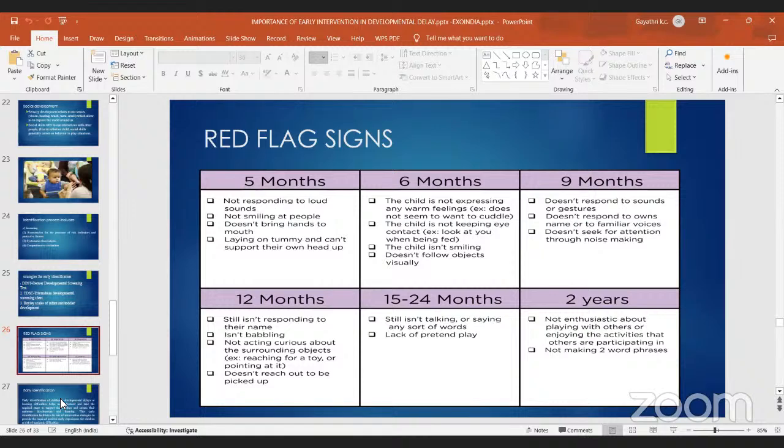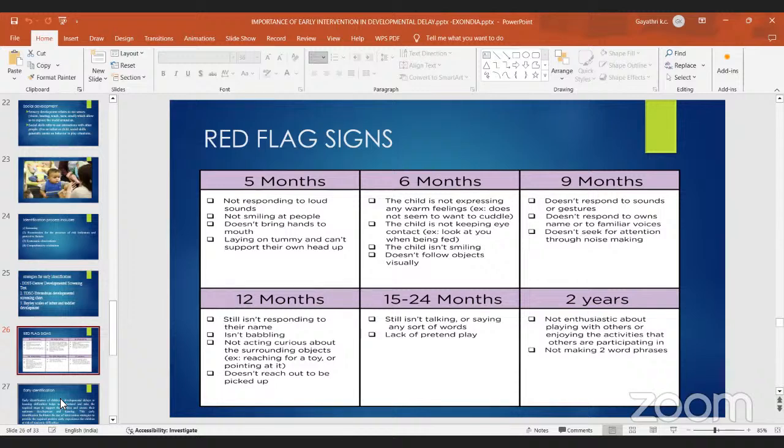Next, up to 6 months, if the baby is not experiencing any warm feeling and does not want to cuddle, if you take the baby close to you and the baby does not like that, or hesitates at the cuddle, you want to go on with that. If the child is not keeping eye-to-eye contact, and eye-to-eye contact is very important for cognitive development, that is important for learning anything else. If the baby is not making eye-to-eye contact, you want to take care of that.